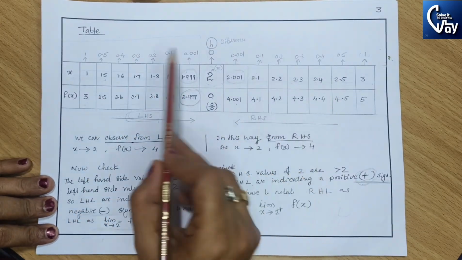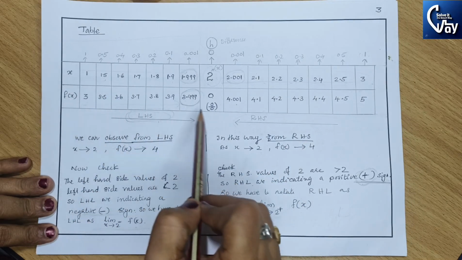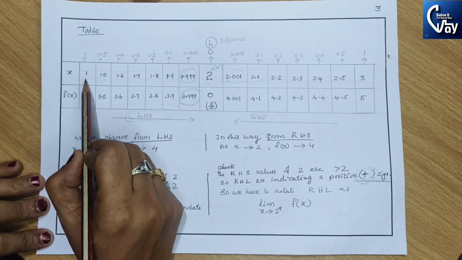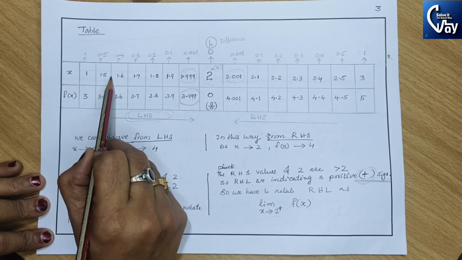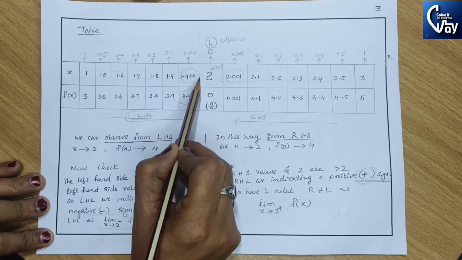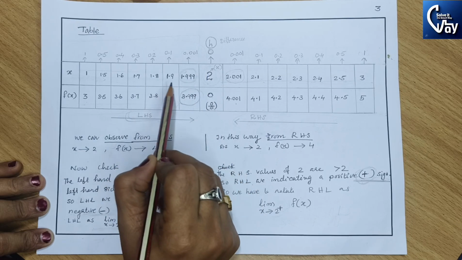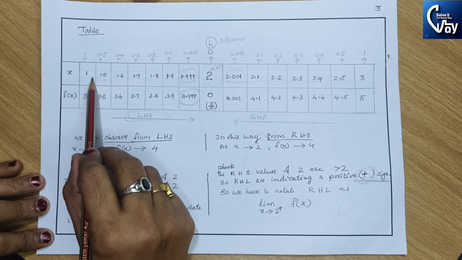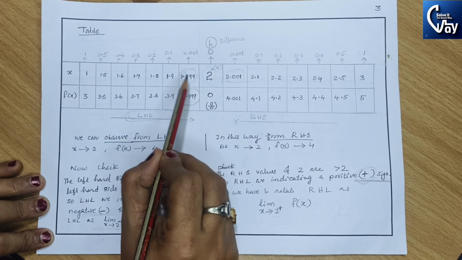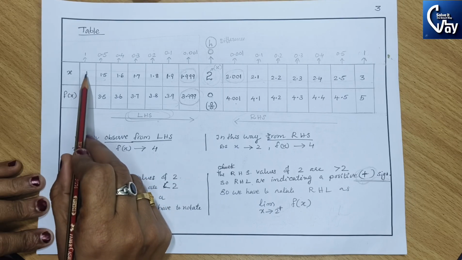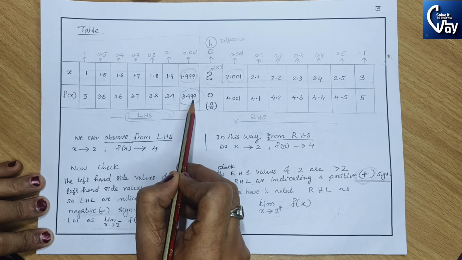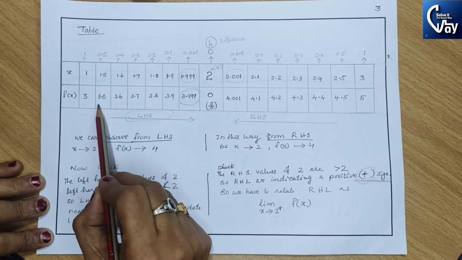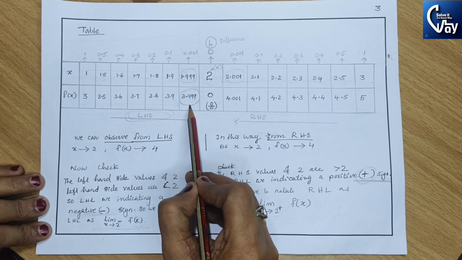Now listen, this is a table showing x and f(x). We can observe from LHS, the x value is approaching which value? Approaching 2 from LHS. 1.999 is very close to 2, so the x value is approaching 2 from LHS. At that time, f(x) approaches 3.999, which is very close to 4. As the x value approaches 2, the f(x) value approaches 4.